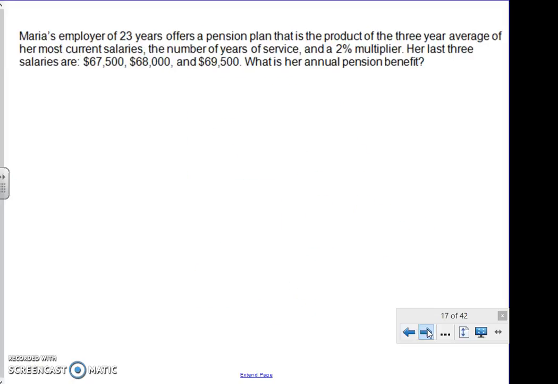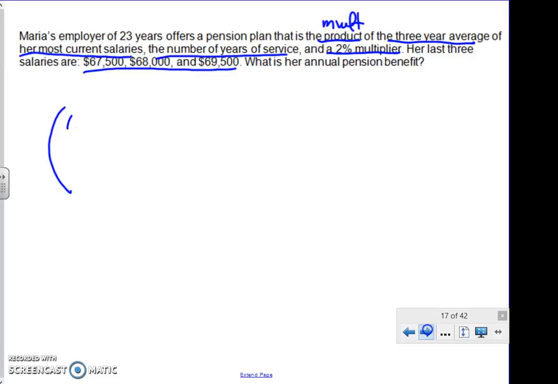All right, on the next one, it says Maria's employer of 23 years offers a pension plan that is the product, meaning multiplication, of the 3-year average of the most current salaries, the number of years of service, and a 2% multiplier. Her last 3 salaries were as follows. What is her annual pension benefit? First, we're going to find the 3-year average. We've got $67,500 plus $68,000 plus $69,500.